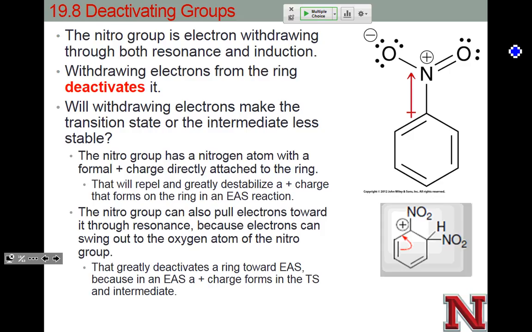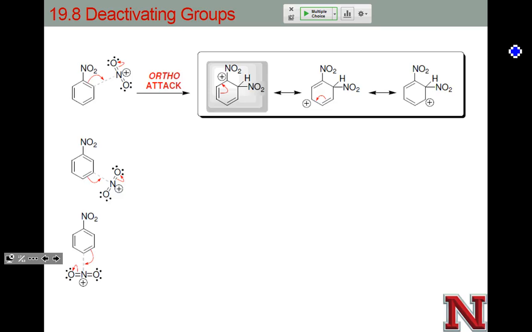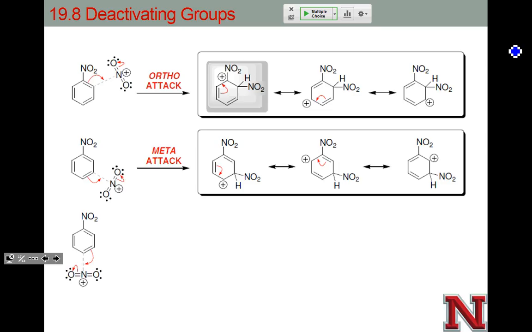Now we have a positive charge directly next to a positive charge. So this resonance structure is extra destabilizing in the ortho position when we have an electron withdrawing group present. In the meta position, that positive charge is never directly next to the NO2 group, so while it's still not favorable compared to unsubstituted benzene, it's going to be lower energy than our ortho attack, because remember, induction gets less of an effect the further away.